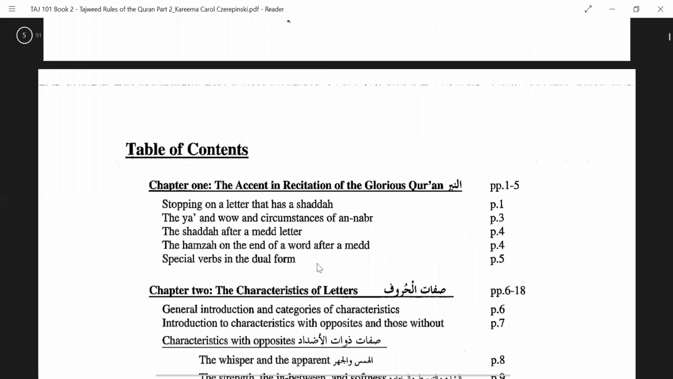The table of contents, what do we have in this book? First is the accent in recitation of the Quran. Then we have sifatul huruf. Sifat means characteristics, like how each person is unique. In the same way, each alphabet is unique, and you need to know certain things in relation to the alphabets. In volume 1, you have the makhraj, the point or place where the sound of an alphabet comes out. You can pinpoint that this is the point where this alphabet comes out from.